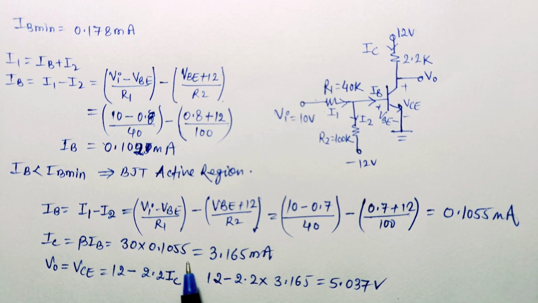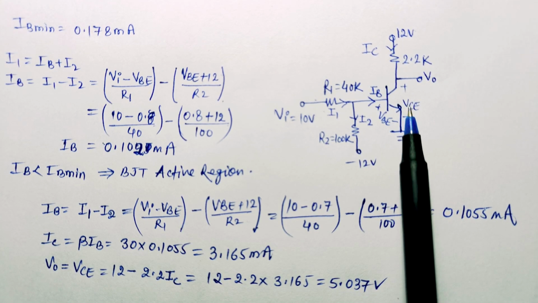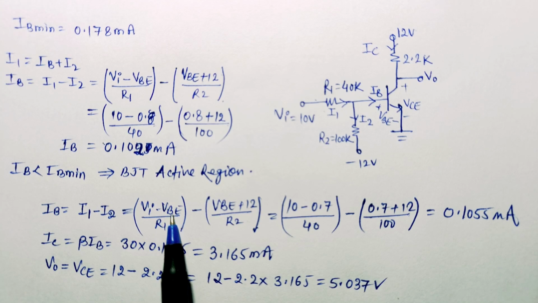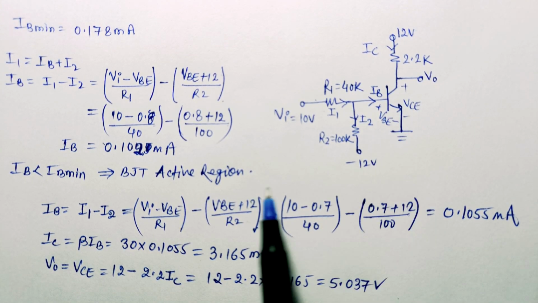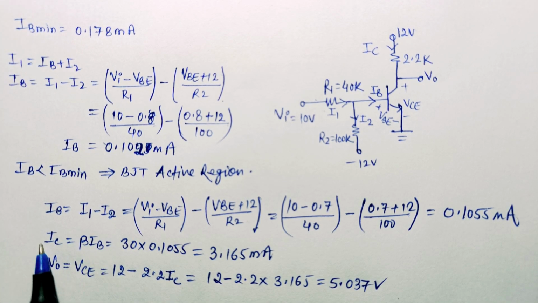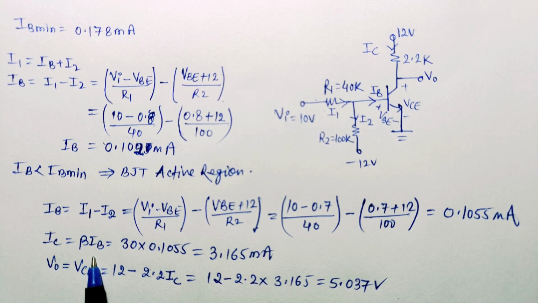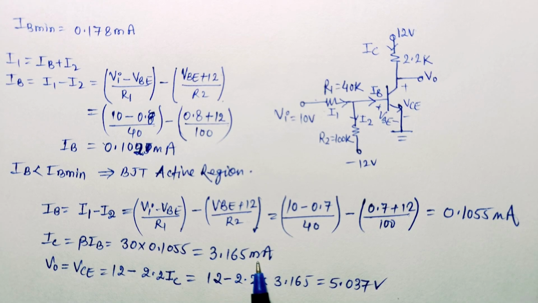We need to be cautious about this: if the transistor is working in saturation region and the transistor is a silicon NPN transistor, then VB voltage will be 0.8 volt. If this transistor is working in active region, then its VB voltage will be equal to 0.7 volt. Now IC can be calculated as beta into IB. This formula is applicable only when the transistor is working in active region. So IC value will be equal to beta, which is given in the question as 30, into the IB value we have calculated here. Then IC will be equal to 3.165 milliampere.